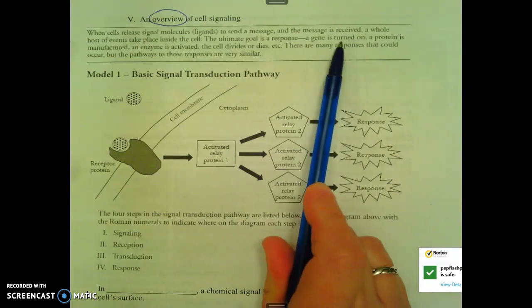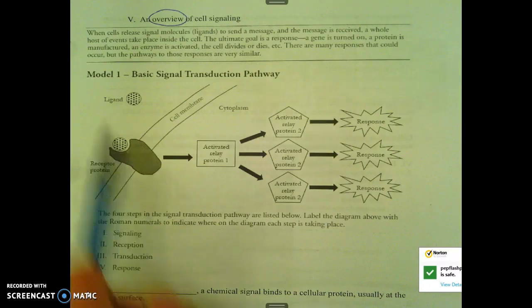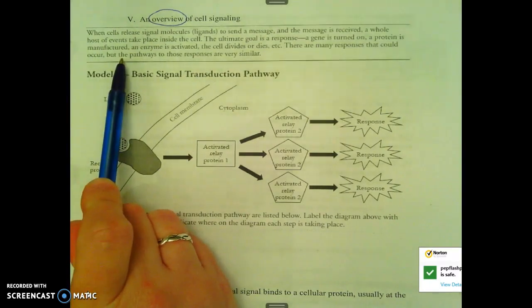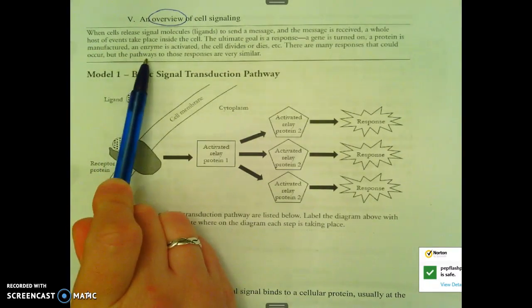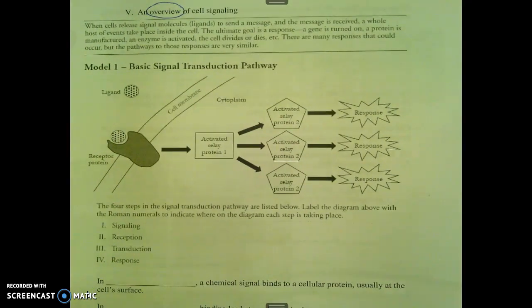Maybe they want to turn on a gene. Maybe they need to manufacture a protein. Maybe they need to activate an enzyme. So even though there are different types of responses that can occur, the pathways are very similar. As seen here, we can divide the entire event into 4 substeps: signaling, reception, transduction, and response.